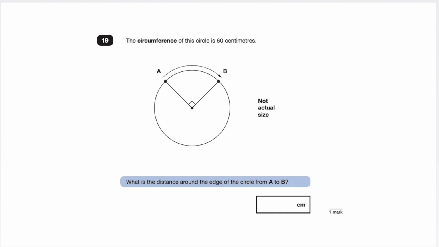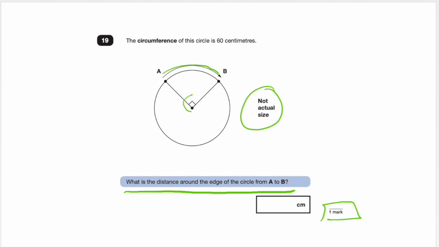Question 19. The circumference of this circle is 60 centimeters. And it says here, not actual size. Now the question: what is the distance around the edge of the circle from A to B? So this distance just here. At first glance, it might look like we don't have enough information to work this out, but I can see it's only 1 mark, so it's not going to be too difficult. So there must be a clue here to help us. And I think I can find it.